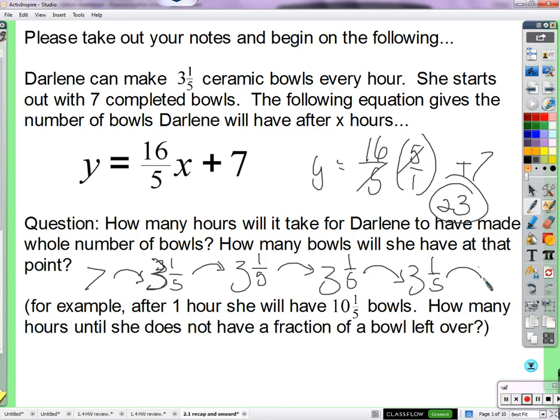Alright. And we'll add another 3 and 1/5 for the next hour, so we see 1, 2, 3, 4, 5 hours go by, and we notice there's a fifth, a fifth, a fifth, a fifth, a fifth. All those fifths go together, and we get one whole. Right, so we have 7 plus 5 times 3, that's 15, plus 5 times 1/5, that's 1. And so again, we're at 23.